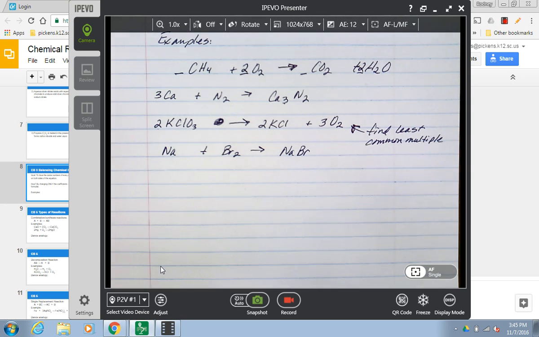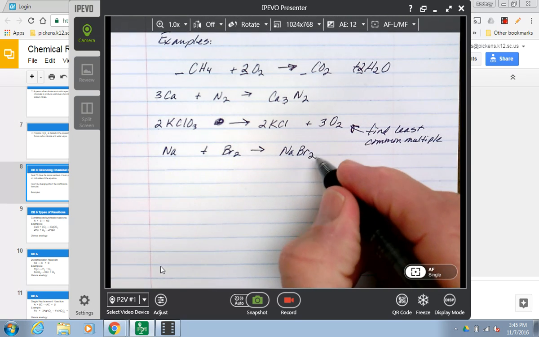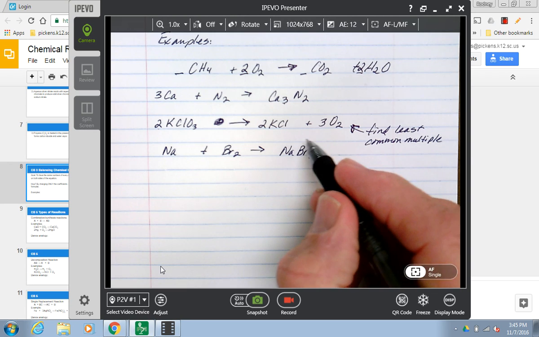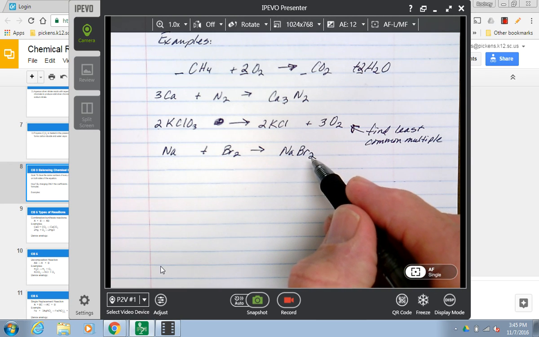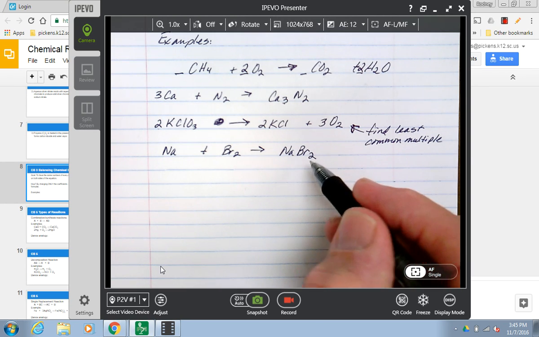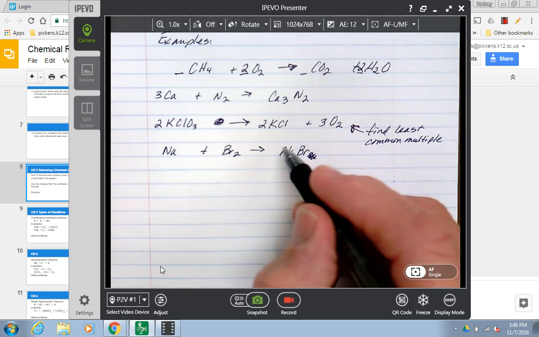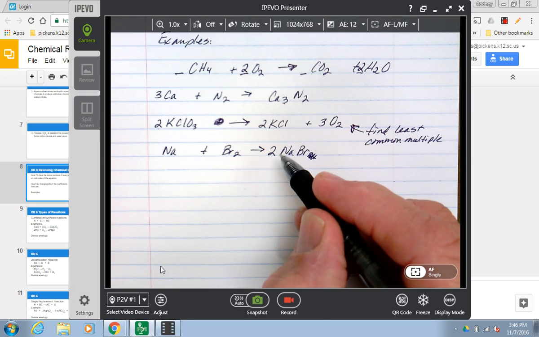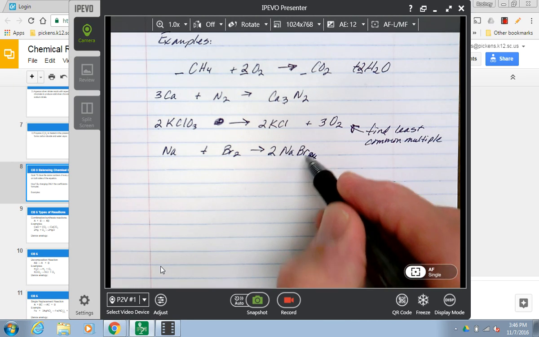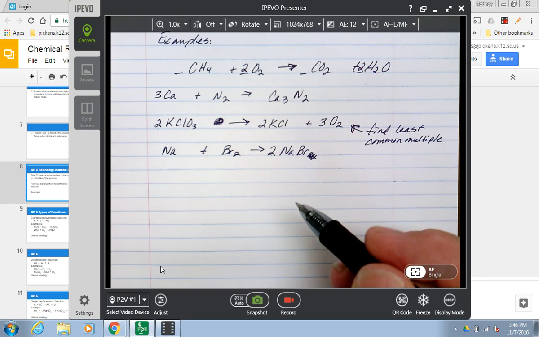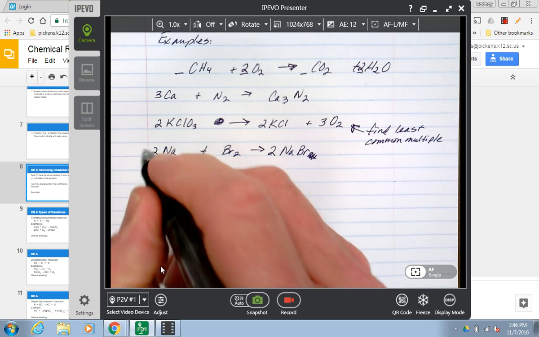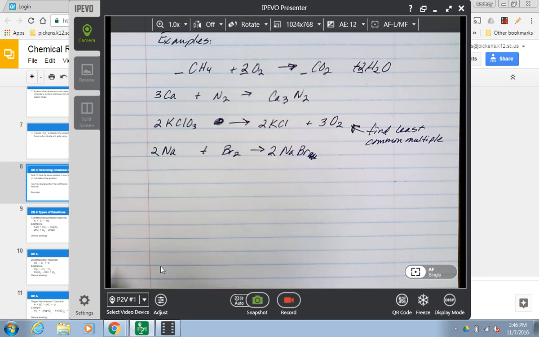Now, some people say, well, why can't you just come in here and put a 2 right there? Well, see, if you did that, that changes the entire formula. And now this formula is not written correctly. So you can't do that, all right? So make sure you don't do that. You can only change coefficients. So the only thing that I can do is put the 2 in front. Now 2 times 1 gives me 2 bromines, but this also changed my sodiums. So I come back and I put a 2 right there, and that'll take care of the sodium.